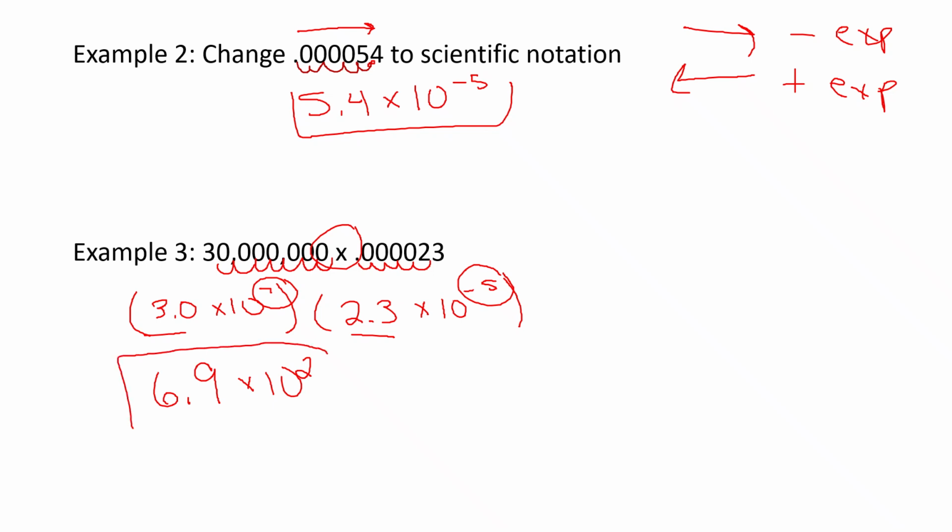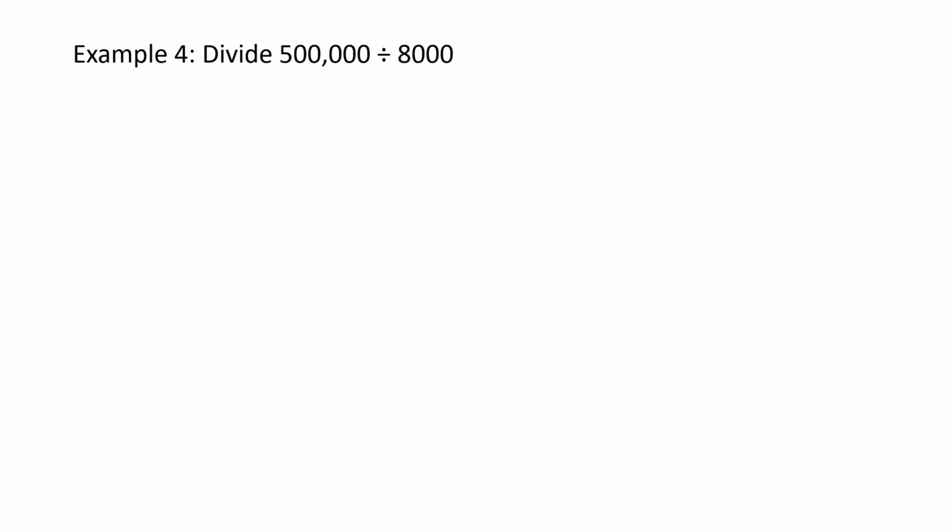And that is the answer. So step 1, convert to scientific notation. Step 2, multiply or divide your whole numbers, and then take care of your exponents. If you're multiplying, you add them. If you divide, you subtract them. All right, let's look at one more. Let's do a division one.